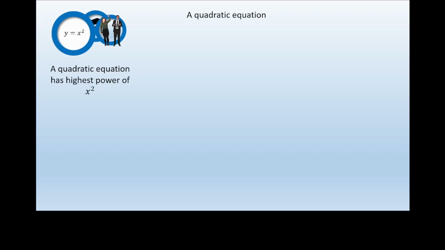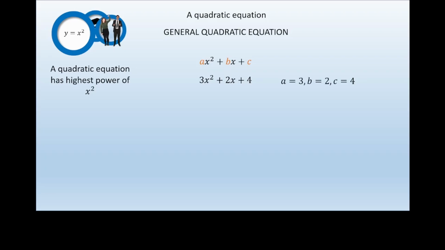The next thing is the quadratic equation, and this is a general quadratic equation in the form of ax squared plus bx plus c. I've coloured a, b and c because these are just numbers. What that means is, if I see something like 3x squared plus 2x plus 4, then I can straight away say that a equals 3, b equals 2 and c equals 4.